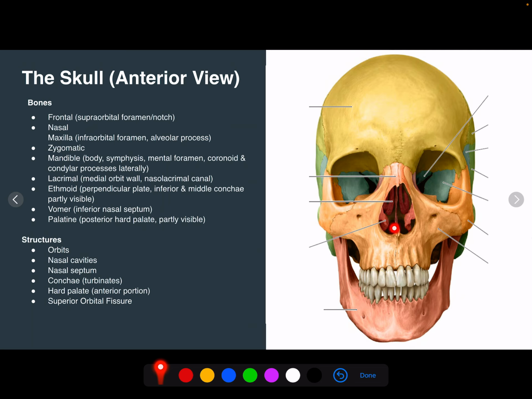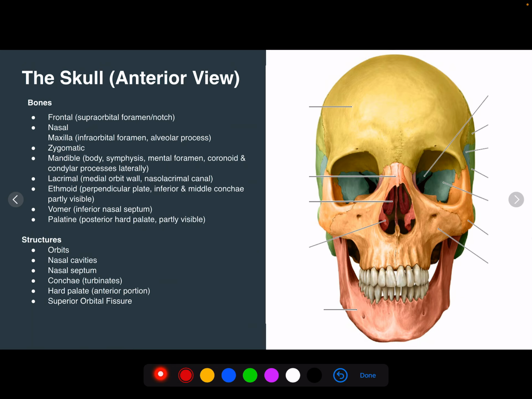As I said before, from a frontal view, we can see the vomer. That's going to form that inferior portion of the nasal septum. These are our orbits, nasal cavities, nasal septum, our conchae. A little tough to see the hard palate from here, but it's going to be the undersurface of the maxilla here, forming with the palatine bone.